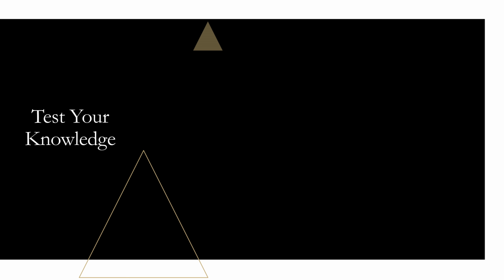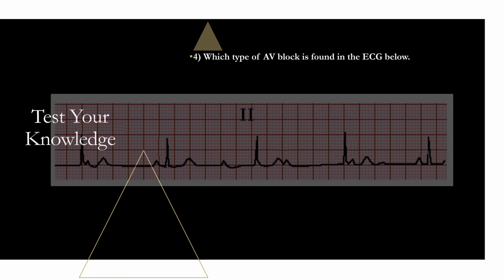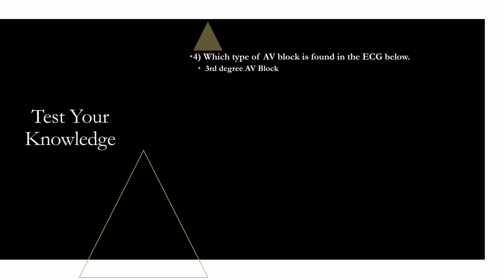All right, moving on to question 4. Which type of AV block is found in the ECG below? So I'll give you a second to take a look at that and figure out what it is. So that is going to be a 3rd-degree AV block. So this is a clear example of a 3rd-degree AV block.